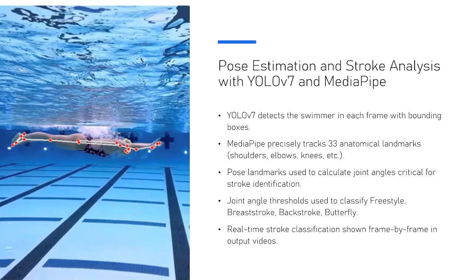Coming to the pose estimation and stroke analysis, where we use YOLOv8 and MediaPipe. On the left we can see, using points, how we denoted the movement of the swimmer. YOLOv8 detects the swimmer in each frame with bounding boxes, and MediaPipe precisely tracks 33 anatomical landmarks, like the shoulders, elbows, or knees, which are obviously important in swimming. Pose landmarks are used to calculate joint angles, critical for stroke identification. As you know, accuracy means perfection, so we calculate the joint angles to check that we identify the correct stroke. Joint angle thresholds are used to classify whether it's freestyle, breaststroke, backstroke, or butterfly.